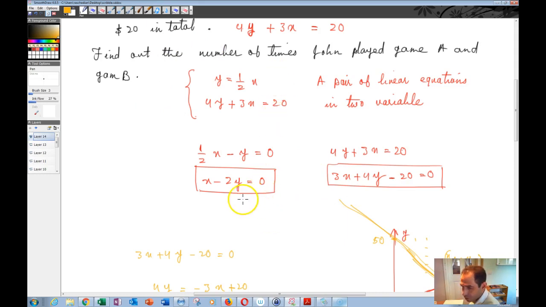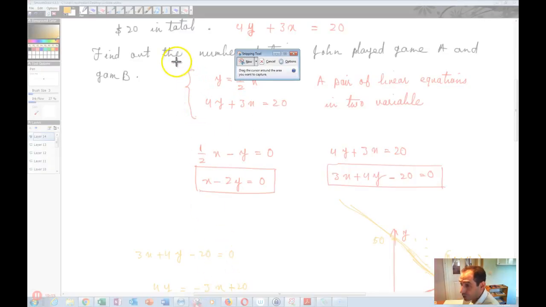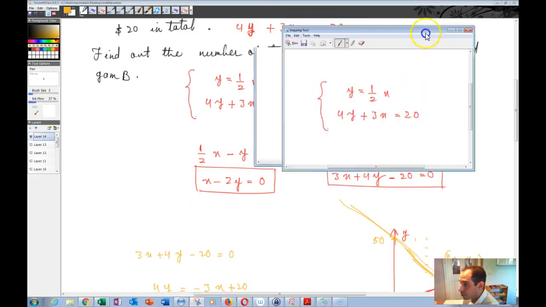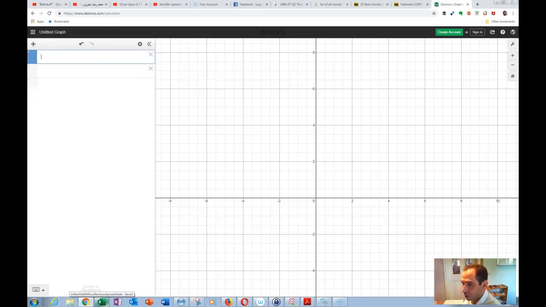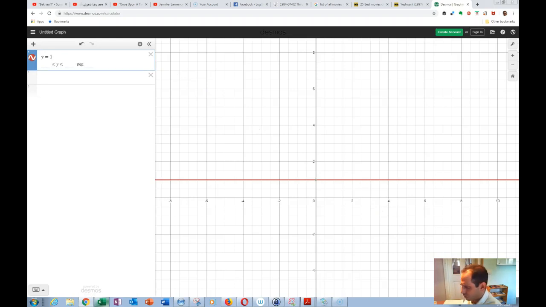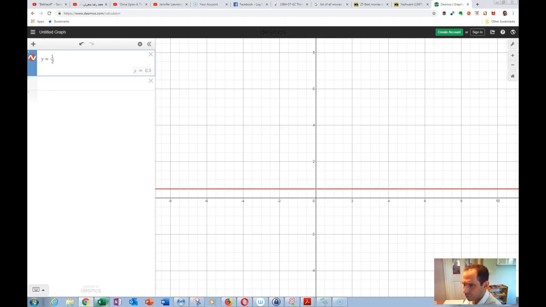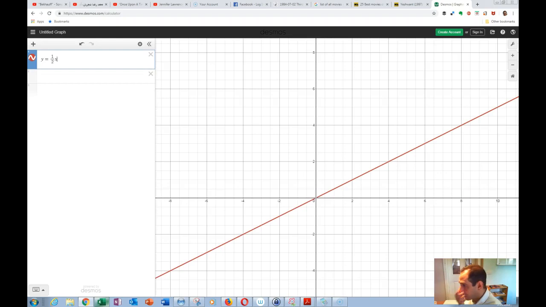Now we could actually go over here and do the graph of the function and see exactly what that looks like. So let me actually make a screenshot over here, and we will go over to the graph and I'll show you what that actually means. So I write this as y is equal to 1/2 x, which is basically this line over here.